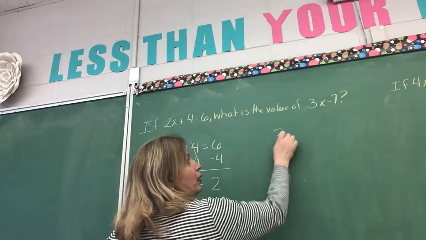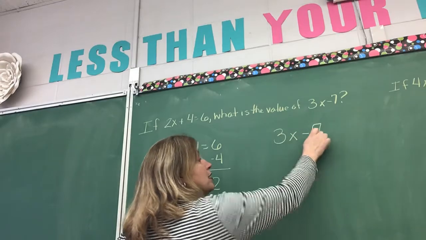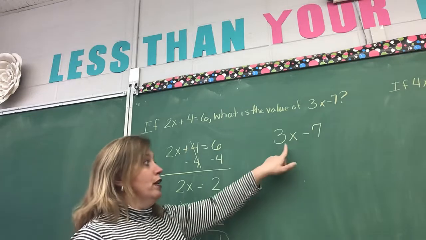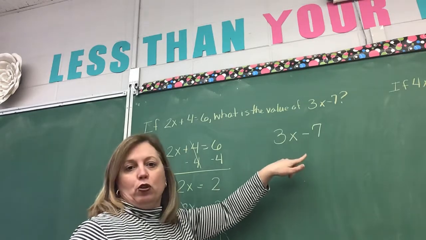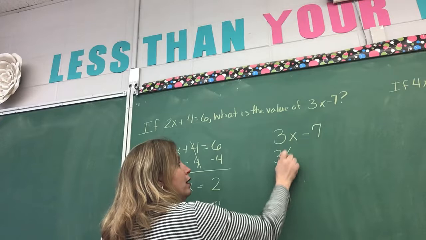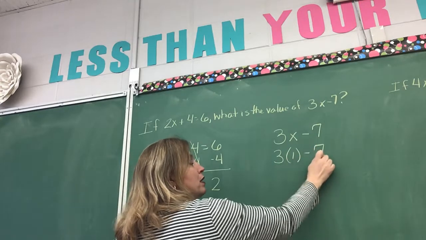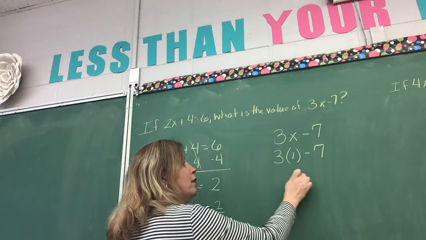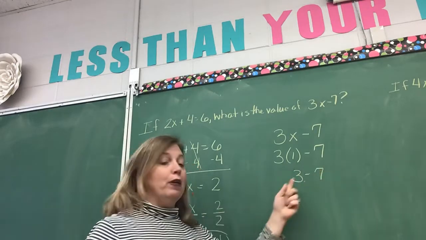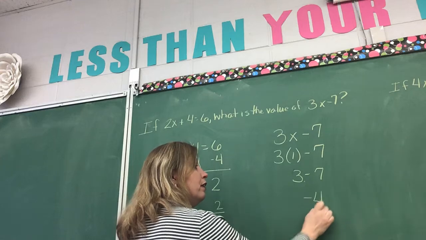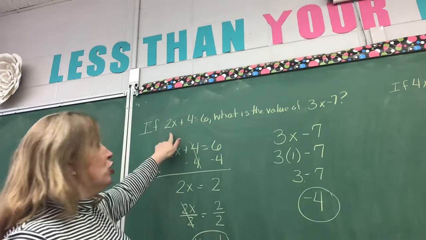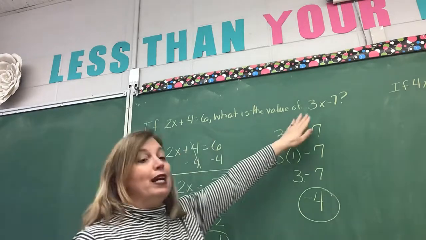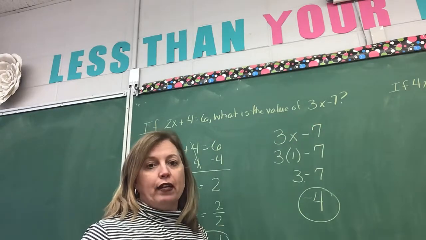Now, if x equals 1, now I can solve this equation. So I'm going to say 3x minus 7. Well, I know what x is because this just told me that x was 1. So here's your equation. Now substitute: 3 times 1 minus 7. Well, 3 times 1 is 3. And then we have minus 7. 3 minus 7 is negative 4. So if 2x plus 4 equals 6, then I know that 3x minus 7 equals a negative 4.